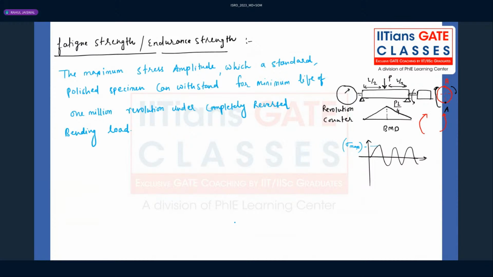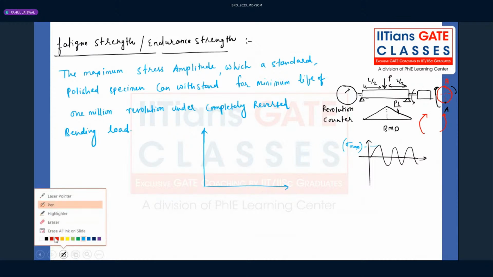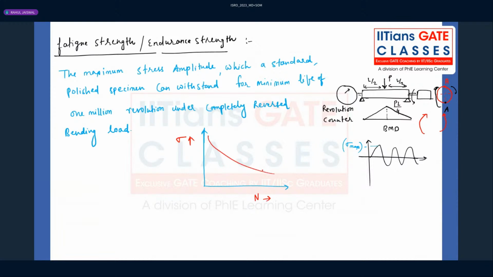No doubt. That's why you also see a graph something like this. A general graph I'm drawing. I'm not drawing the exact graph for a particular material. When you see stress versus number of revolutions, you will see the graph tends to behave like this. As you keep on reducing the load, see, this is the maximum bending stress through which a material is subjected.